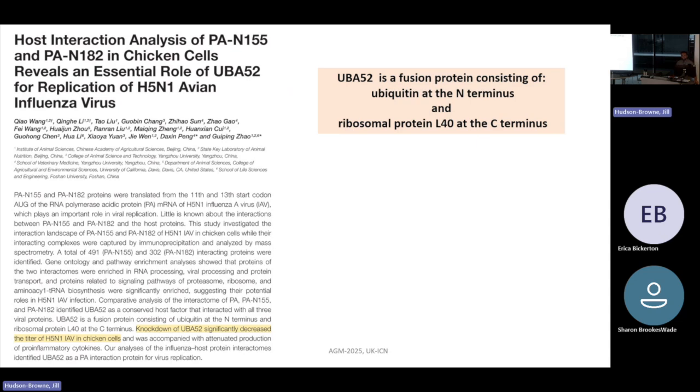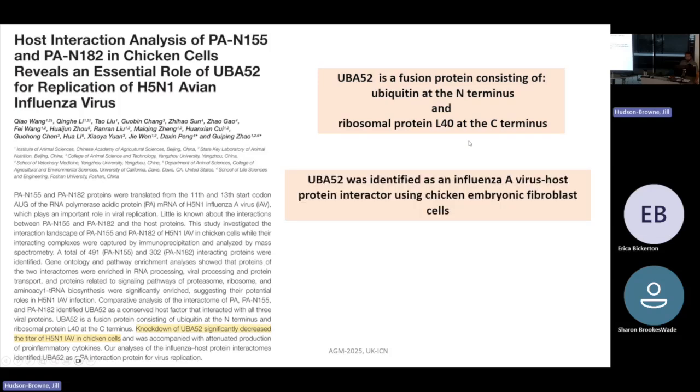I'm almost finished. So it sounds like UBA52 shows a promising result. So I tried to find other articles. I found this one, which gives us quick information about UBA52. It's a fusion protein consisting of ubiquitin at the N-terminus and the ribosomal protein L40 at the C-terminus. UBA52 was identified in these articles as an influenza A virus host protein interactor using chicken embryonic fibroblast cells. The H5N1 titer significantly decreased after the UBA52 knockdown.